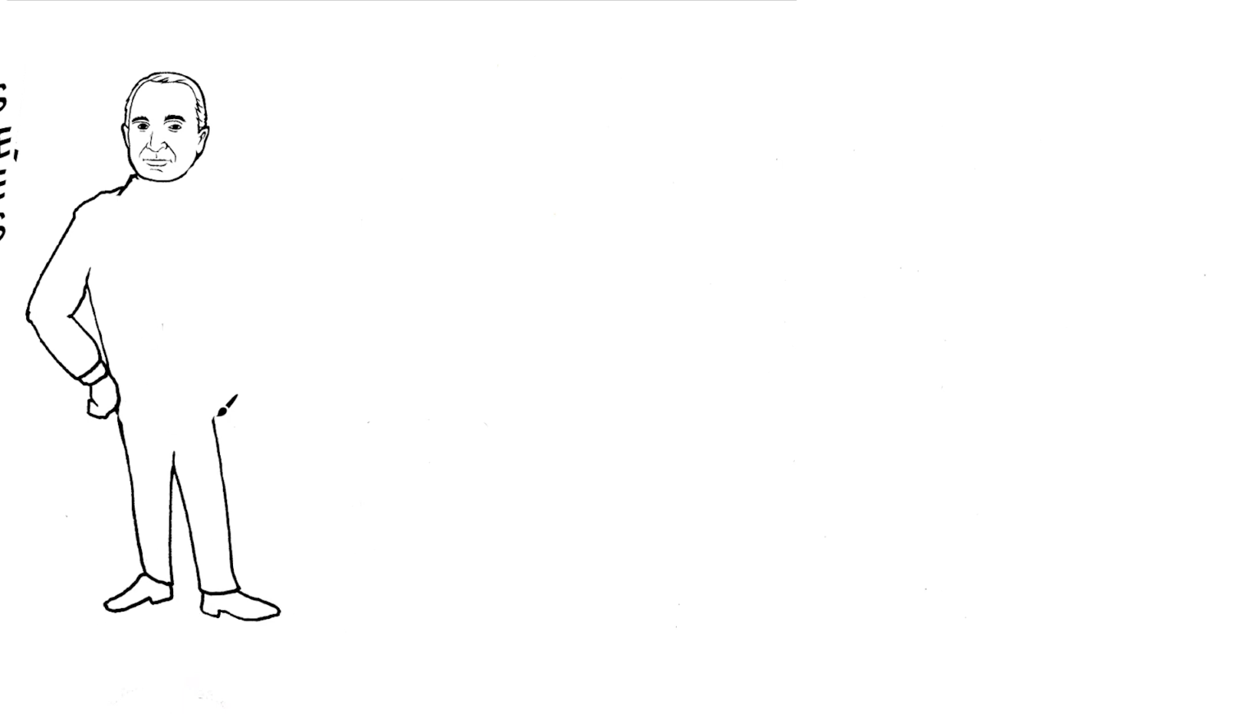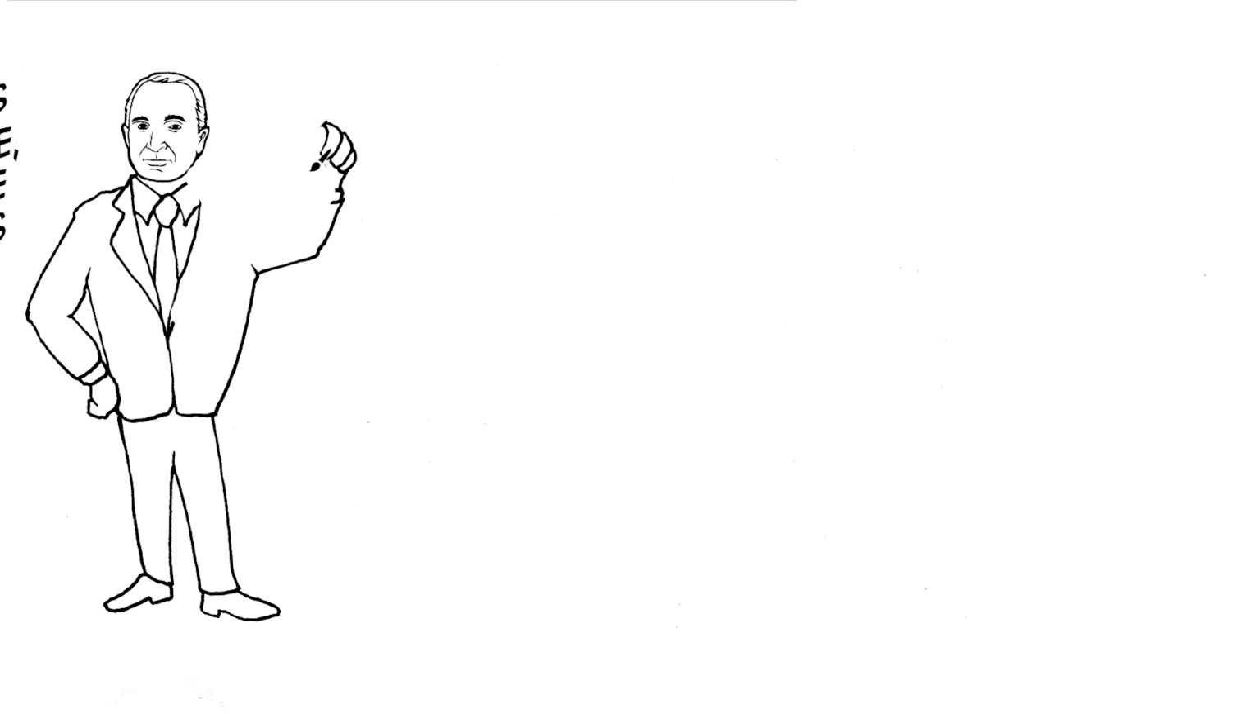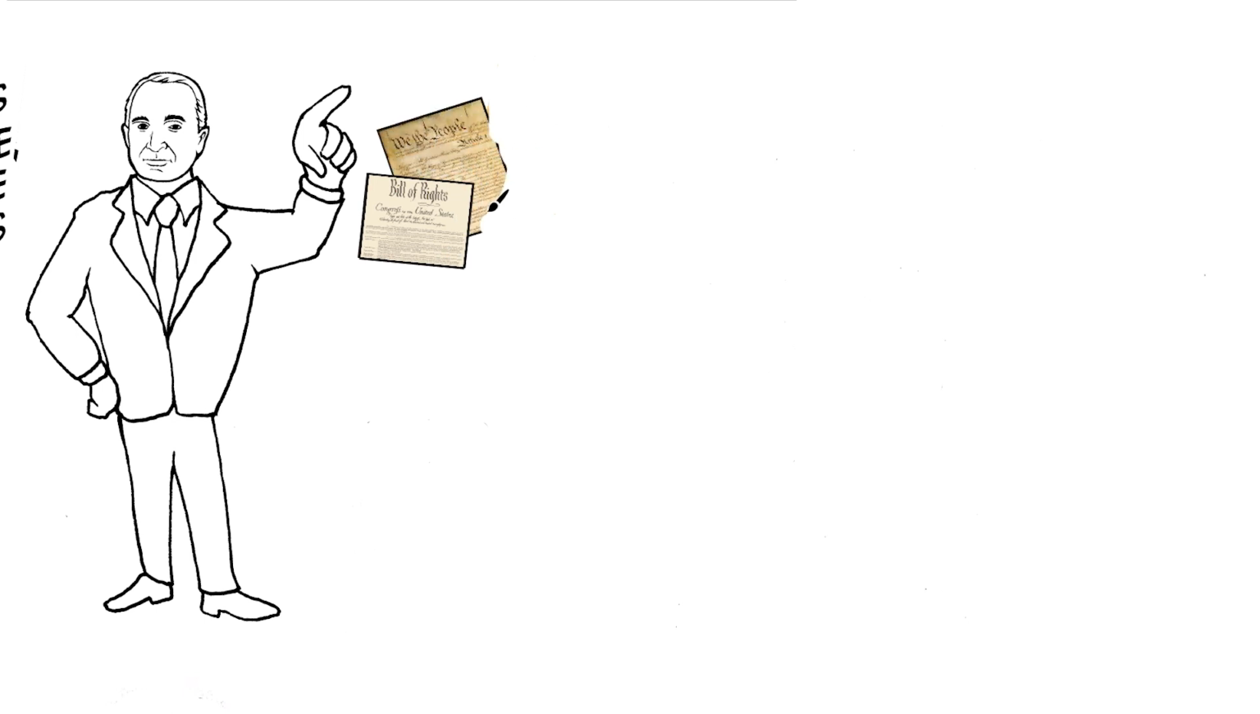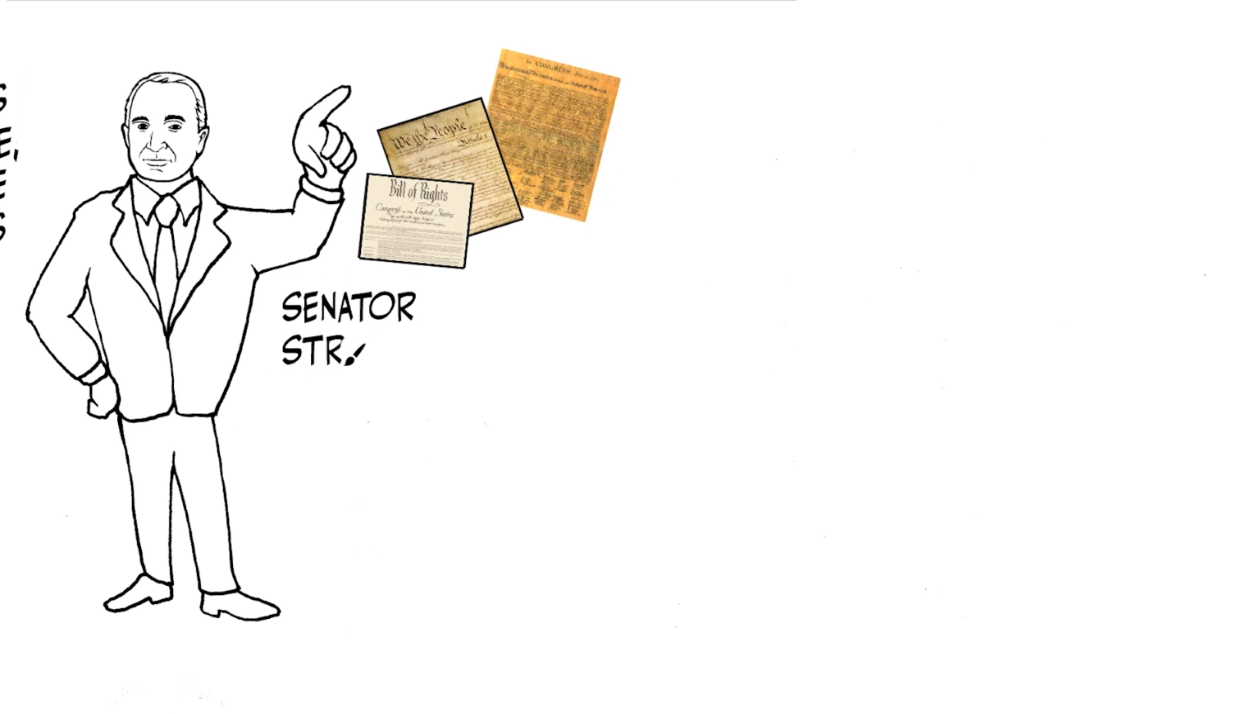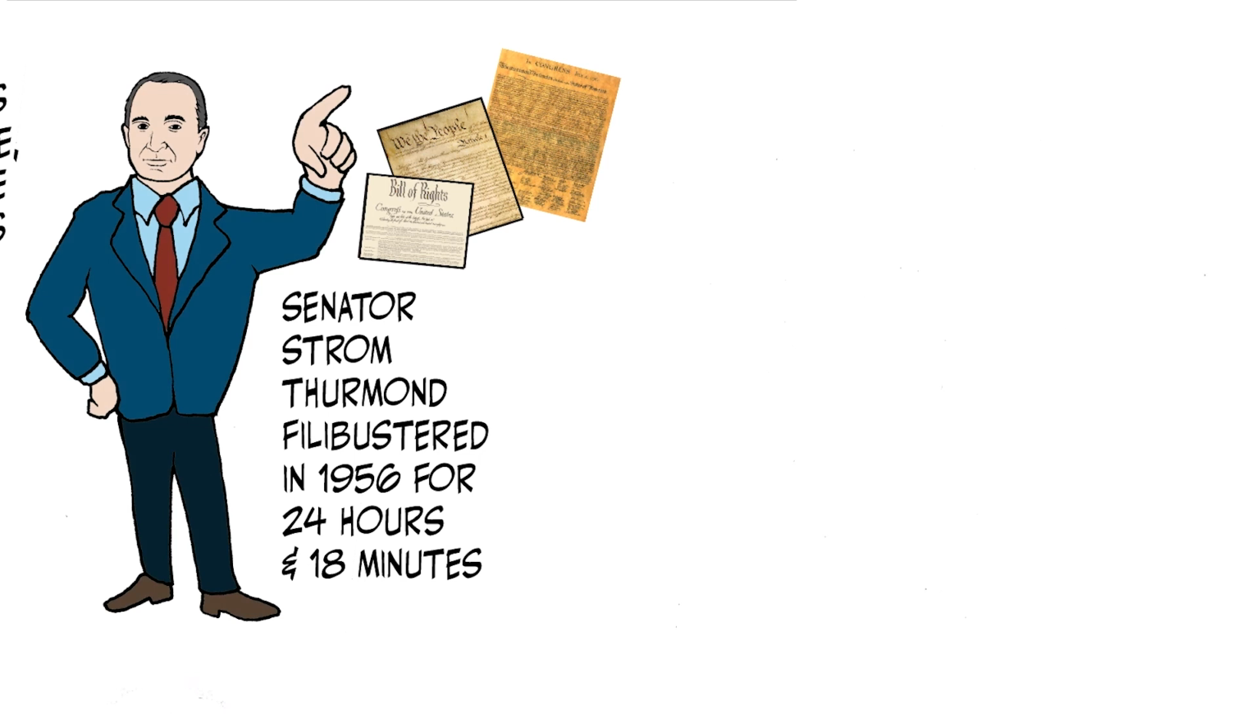The longest filibuster was in 1956 by South Carolina Senator Strom Thurmond, who spoke against the Civil Rights Act for 24 hours and 18 minutes. He read each state's voting laws, George Washington's farewell address, the Declaration of Independence, and the Bill of Rights. Cots were brought in from a local hotel so the other senators could sleep without leaving the chamber.